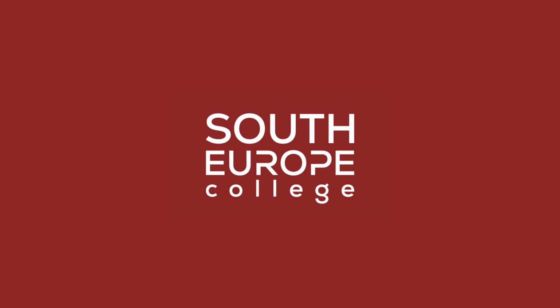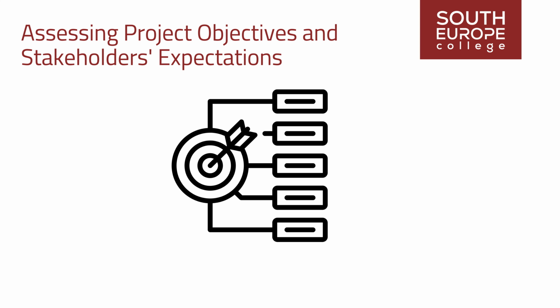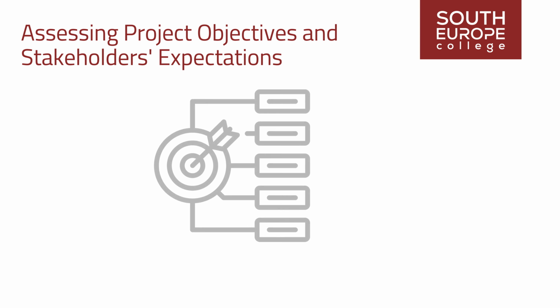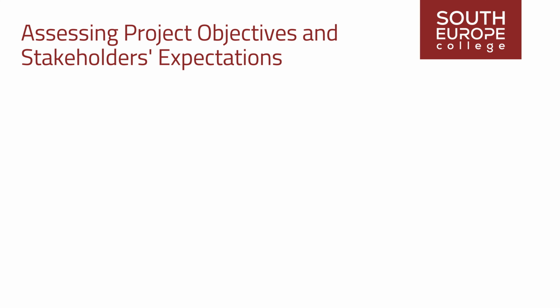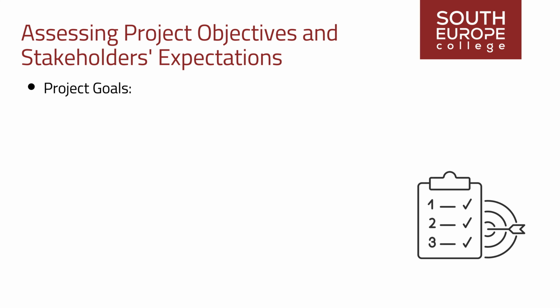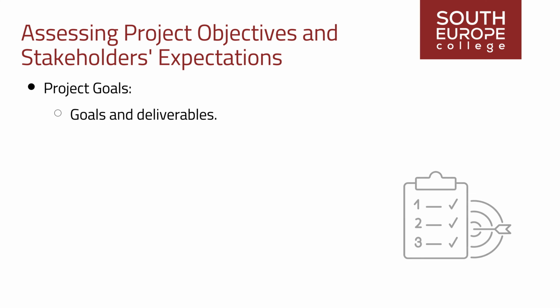success. In any project, understanding the objectives and expectations is paramount for effective risk management. This involves a comprehensive analysis of what the project aims to achieve and the desired outcomes. Key points to consider include project goals, clearly defining the specific goals and deliverables of the project. This provides a basis for assessing risks that may hinder the achievement of these objectives.